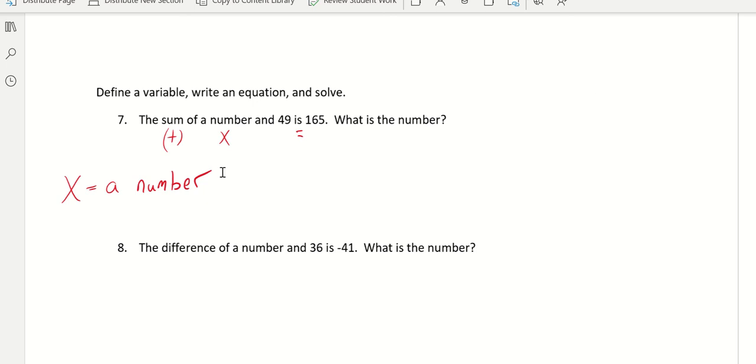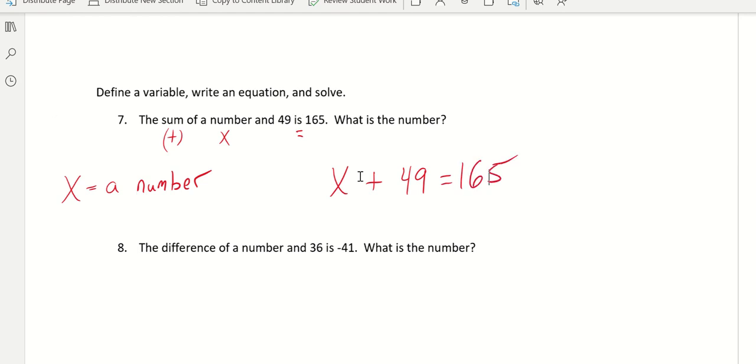Don't do this when it represents something more than a number, like the number of pizzas you're buying, or the number of books you have read in the summer, whatever. Sometimes it represents more than a number, but in this case it just represents a number. So the sum of a number, that means x plus 49, the sum of x and 49 is 165. So define a variable, we did that, x is a number.